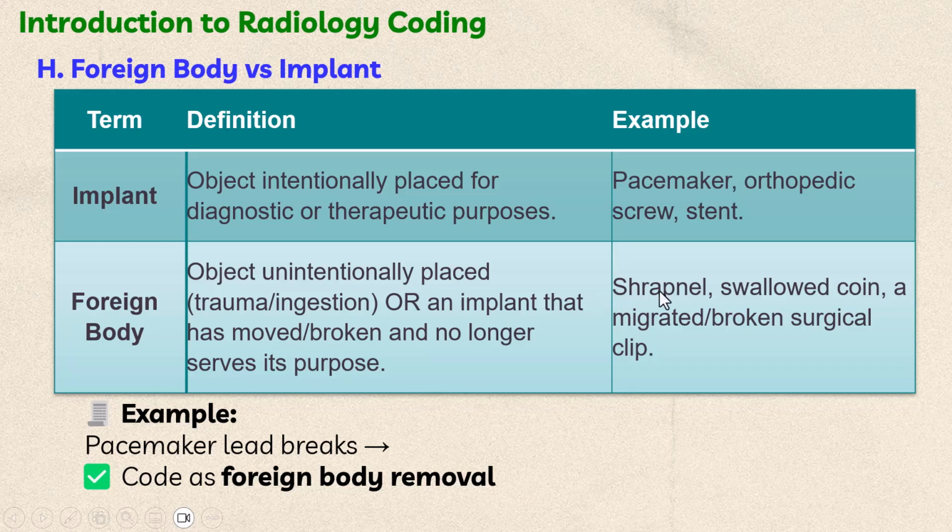So for example, shrapnel, a swallowed coin, a migrated or broken surgical clip. For example, a pacemaker lead breaks and it is removed. Here you have to code as foreign body removal.